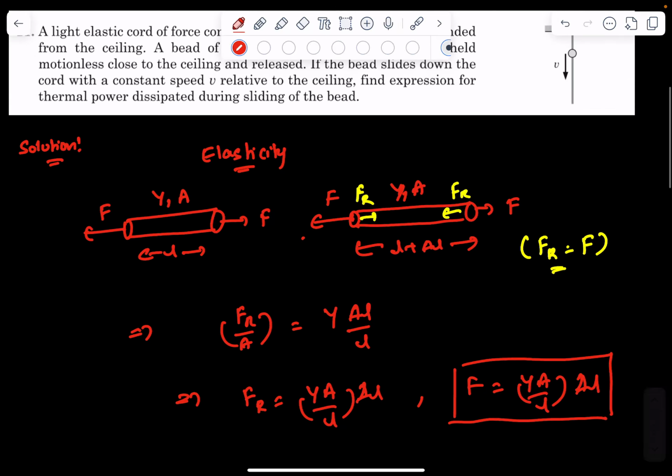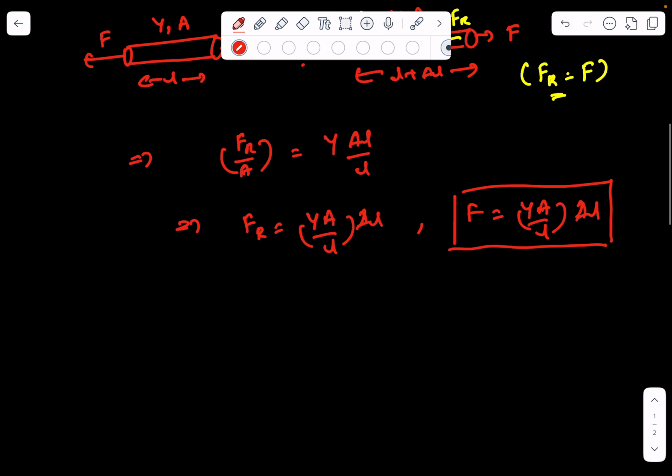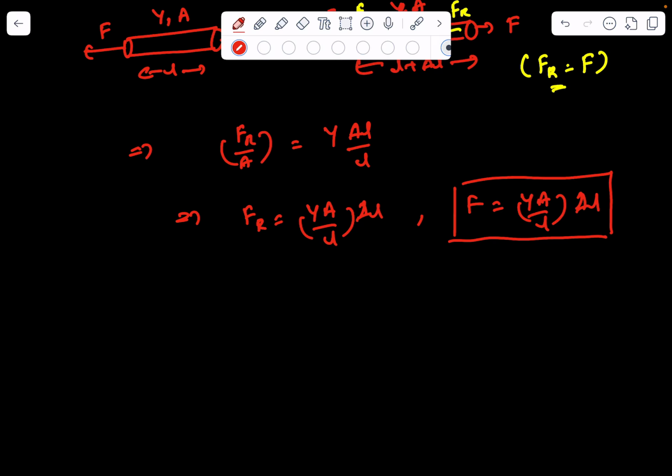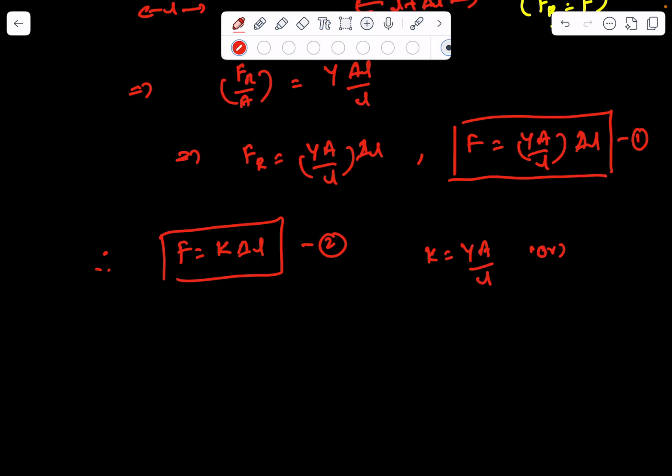Here, the cord they have given is a light elastic cord of force constant K and relaxed length L. If you take it as a spring with spring constant K, and the change in length produced in the cord is delta L, we can write one more relation: F is equal to K into delta L. Comparing equation 1 and equation 2, K is equal to YA by L, or K into L is equal to Y into A. This is the most important relation we are going to use.